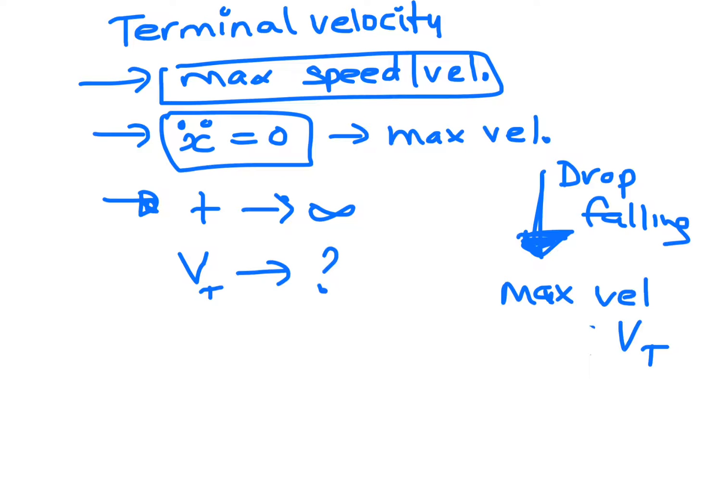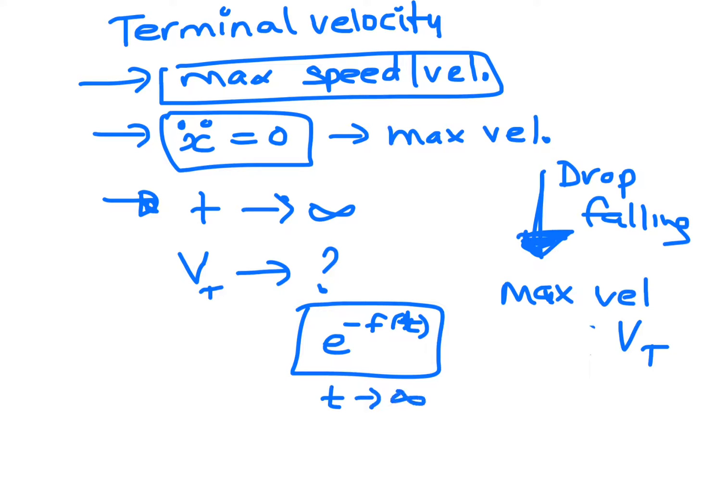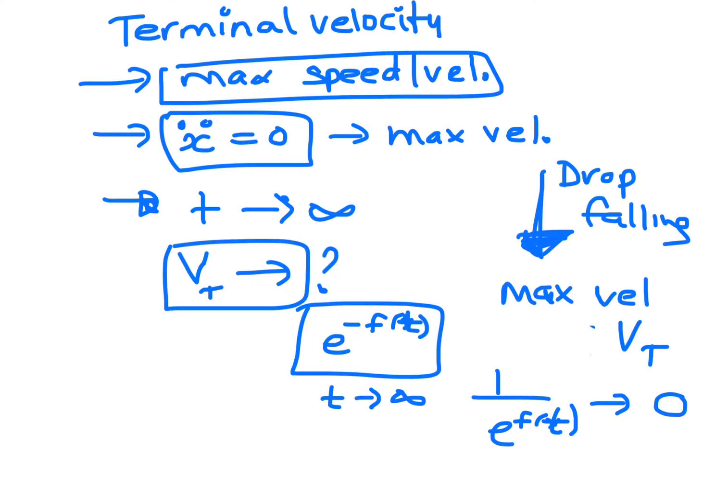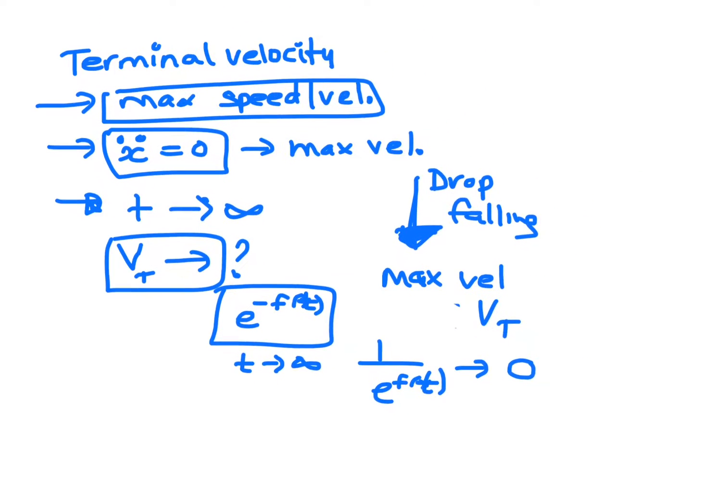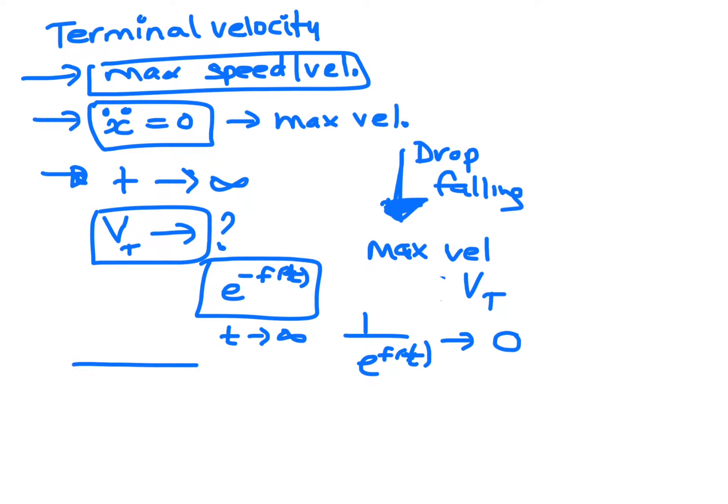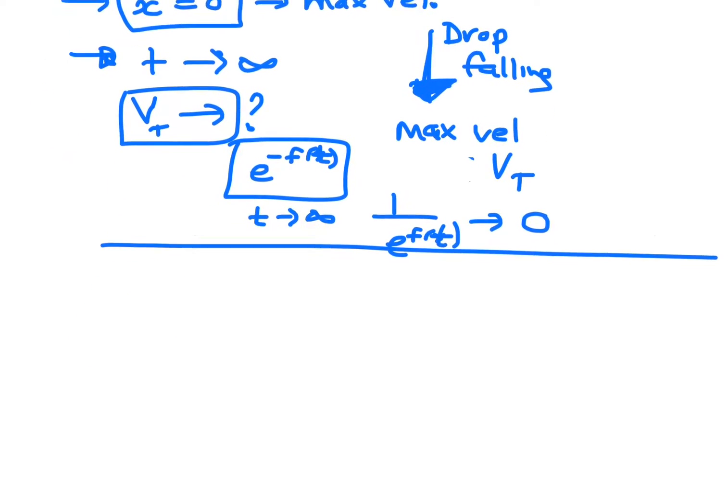And that can often be fine because a lot of these end up being e functions. If you have e to the minus f of t, as time goes to infinity, that will be 1 over e to the f of t. The bottom gets bigger and bigger, so the whole fraction approaches 0. This helps you find the absolute largest value for your velocity, which is your terminal velocity.